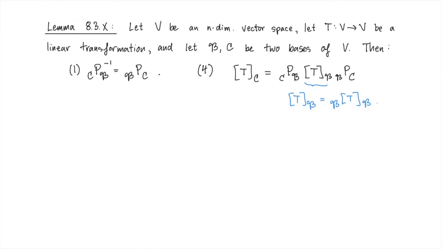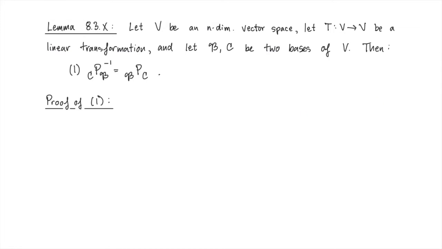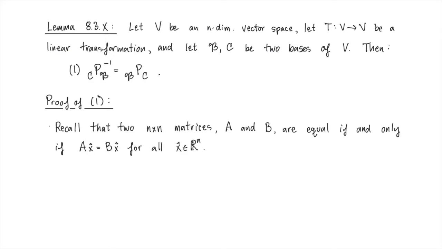Let's warm up by proving part 1. The way we'll do this is with the following trick. To prove that two n by n matrices, A and B, are equal, it suffices to show that A times x is equal to B times x for all vectors x in Rn. This is a really useful trick, and we'll see it again in this video.